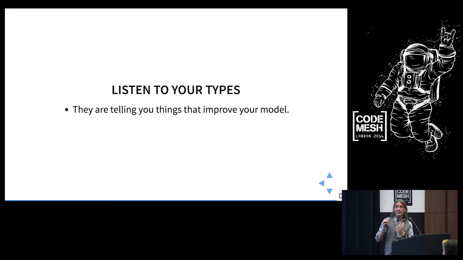Listen to your types, because they're telling you something about your model, and that's telling you something about the reality you're working in. In the end, so much of programming comes down to, I have to represent the real world as a program. How am I going to represent it? And your types can point you towards nonsensical states, which will save you enormous amounts of work if you fix them today rather than down the line.